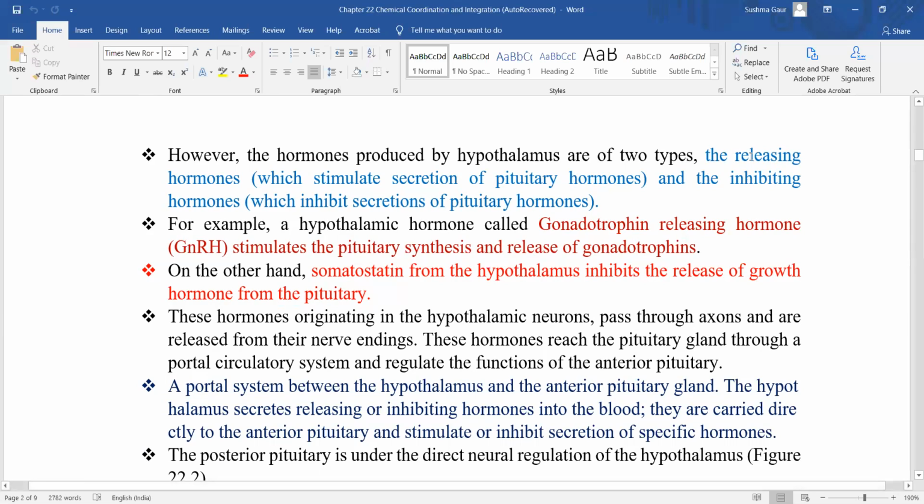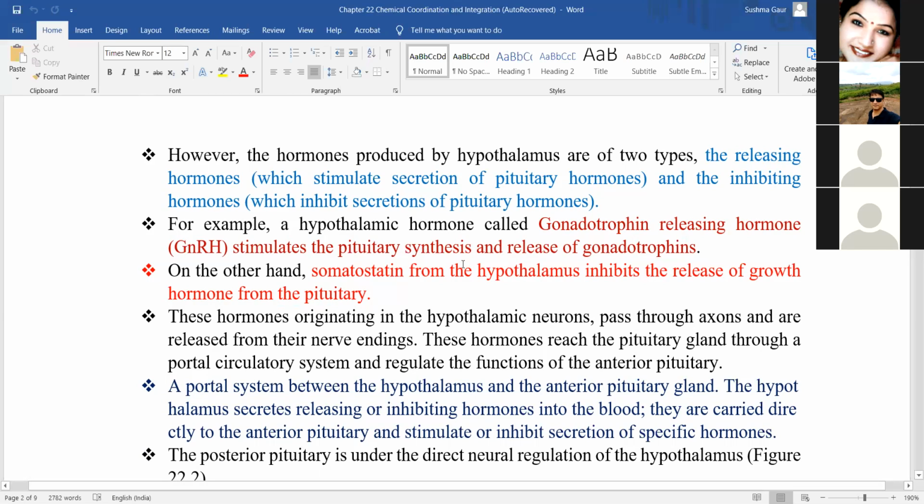The first is the releasing hormone. They will stimulate the secretion, meaning they will increase the secretion or start the secretion of pituitary hormones, whereas the second category is the inhibiting hormone, which will inhibit the secretion of pituitary hormones. So this you have to remember: the position of the hypothalamus, its role, and the two types of hormones produced by it. Let's take an example.